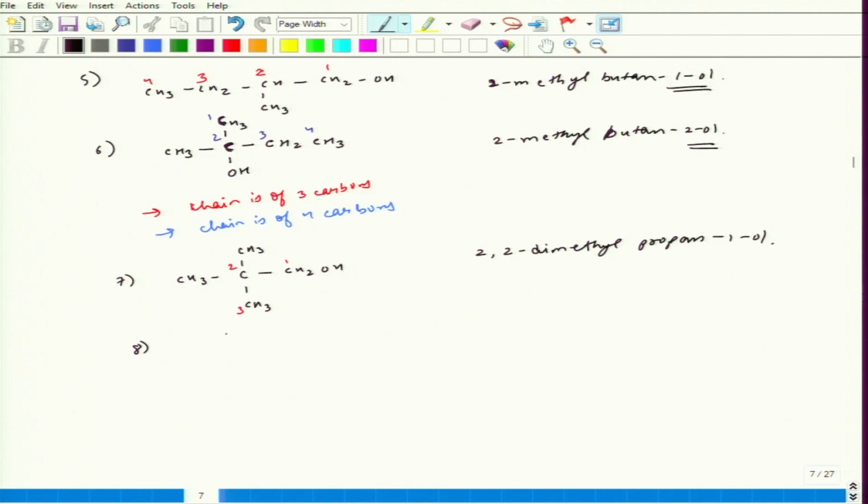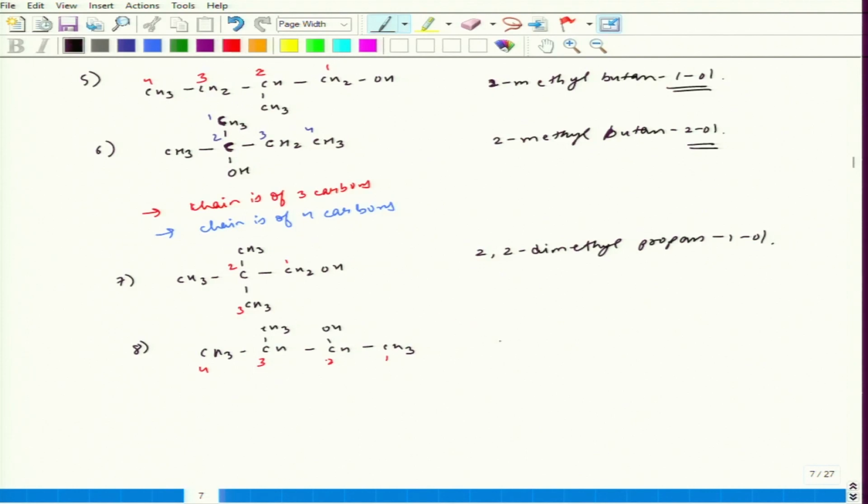The other possibility is, on 1 carbon I have done CH3, on 1 carbon I have done OH, CH3. How will the numbering start? Numbering will start from this, 1, 2, 3, 4. Not from this direction, as if we start from left to right, the OH functional group will be present on carbon number 3, and from right to left, carbon number 2 position has the OH functional group. So this is the more preferable one.